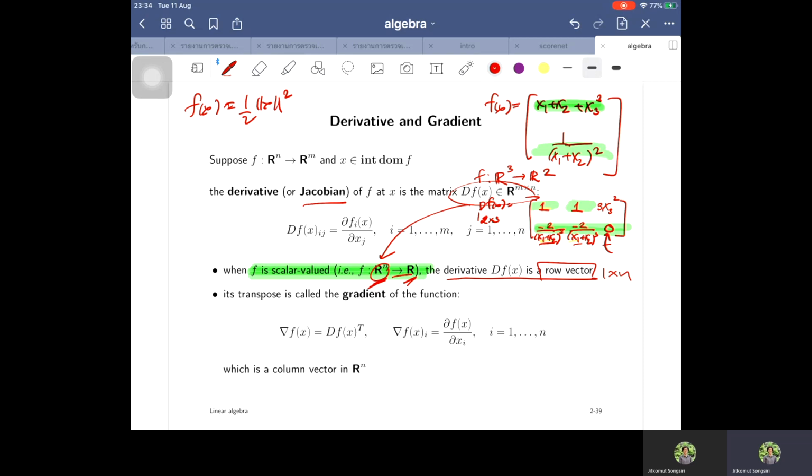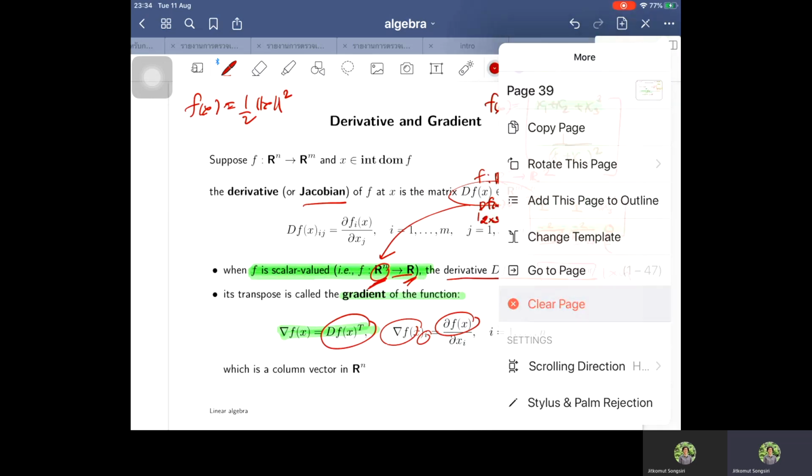So a lot of the time people just use the term gradient. What it means is that the gradient is the transpose of the Jacobian matrix, so it becomes a column vector. For the gradient of f, the ith component is the derivative of f with respect to xi.